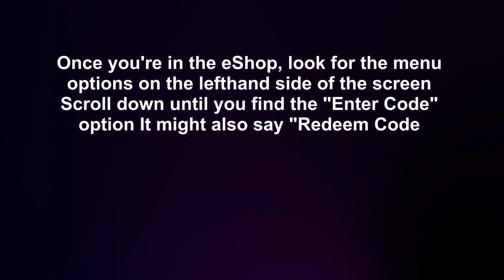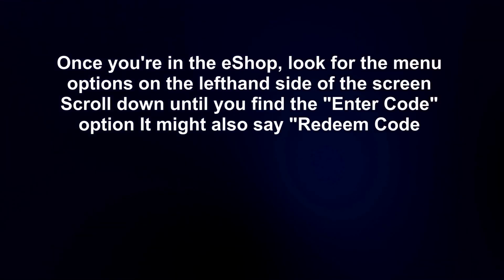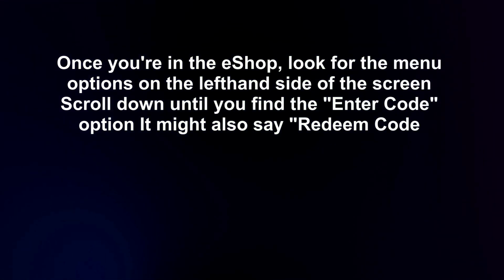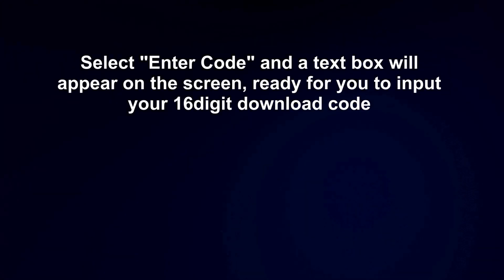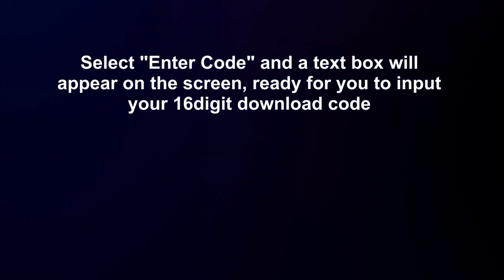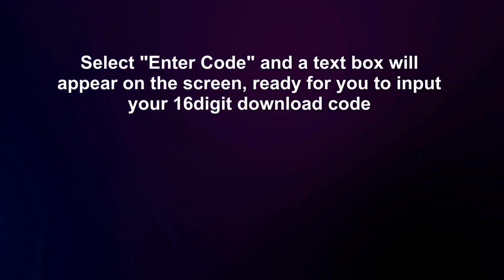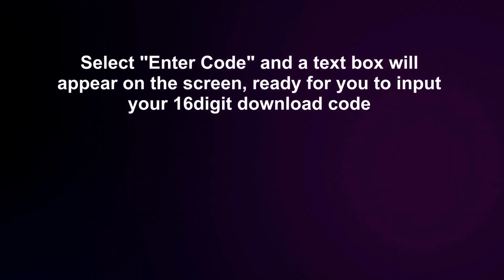Once you're in the Eshop, look for the menu options on the left-hand side of the screen. Scroll down until you find the Enter Code option. It might also say Redeem Code. Select Enter Code and a text box will appear on the screen, ready for you to input your 16-digit download code.